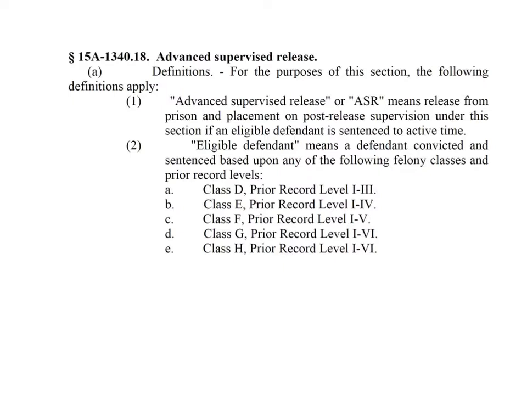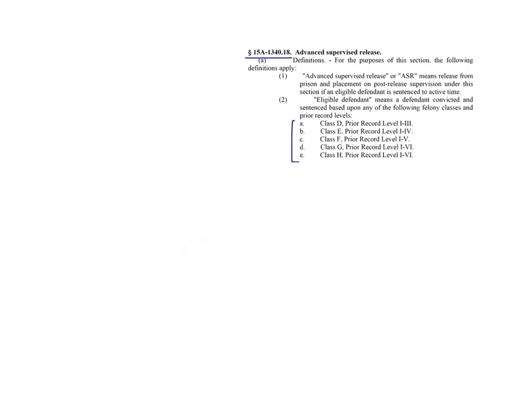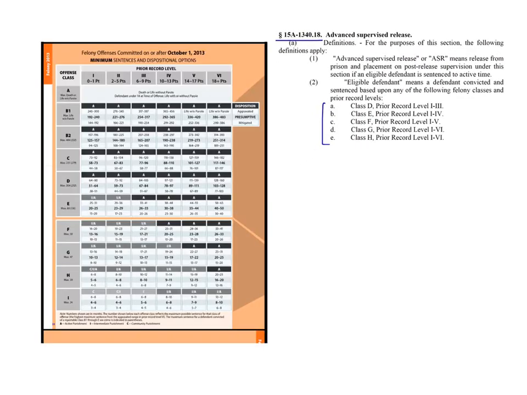Now, not every defendant is eligible for advanced supervised release. If you look at the governing statute, which is 15A-1340.18, you can see that the law sets out these eligibility criteria over here. And if we look at that on the sentencing grid, what we see is that only certain Class D through H felons are eligible.